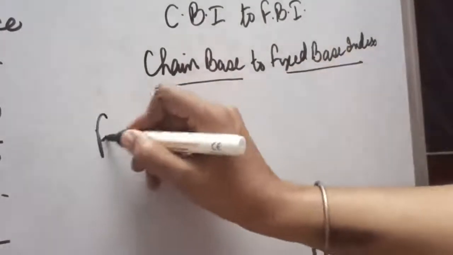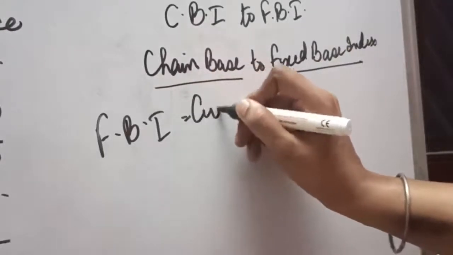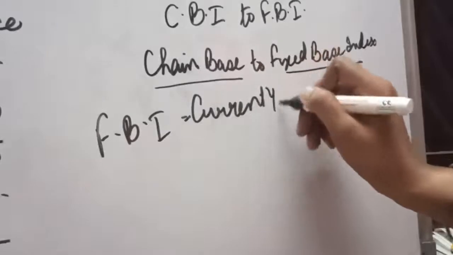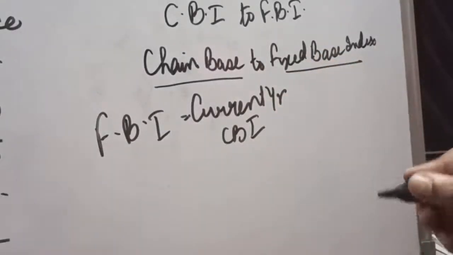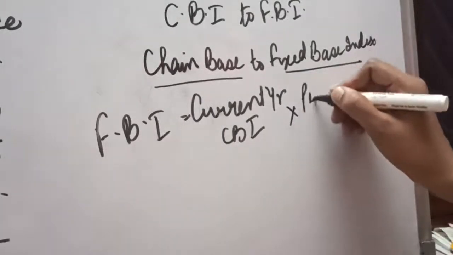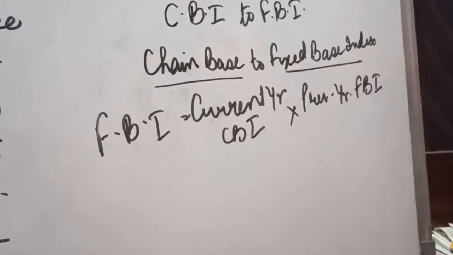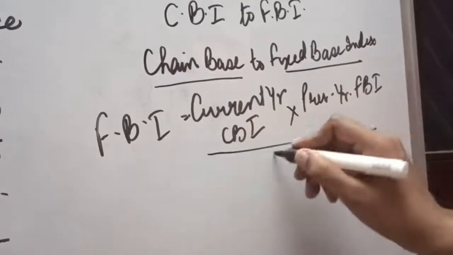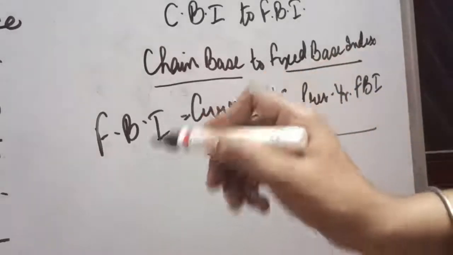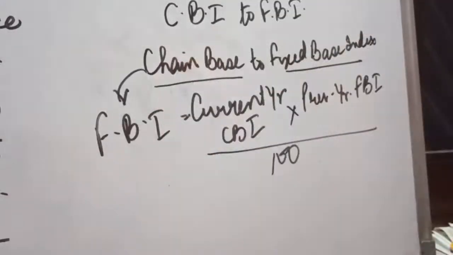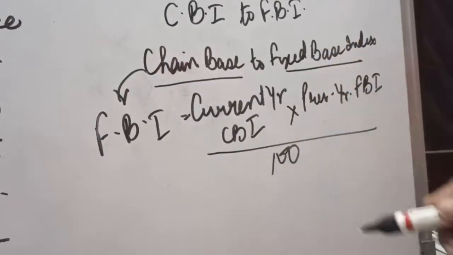So in this you will be calculating the fixed base index and we will be applying the formula: current year CBI. You will be taking the current year chain base index number and multiplying it with the previous year FBI, and the whole will be divided by 100. So this will be the formula that we will use to convert the CBI into FBI. Take the current year CBI, multiply it with previous year FBI and divide it by 100.